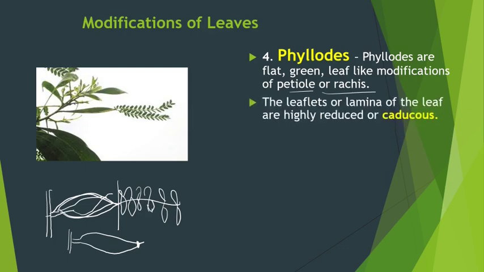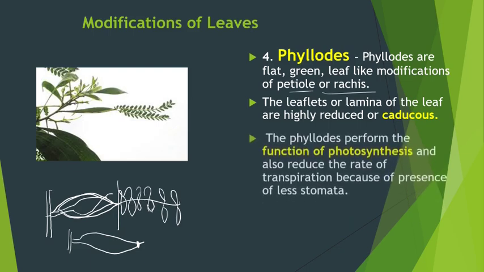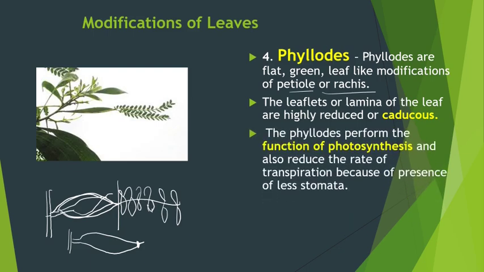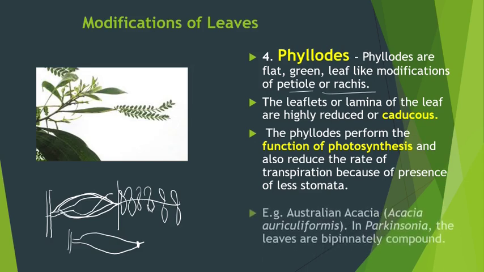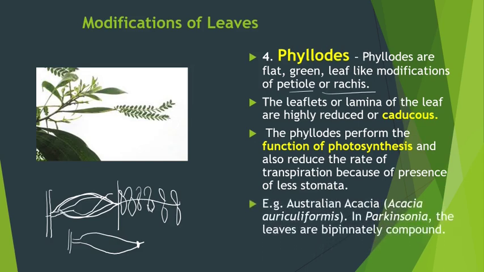Leaflets or lamina of the leaf are highly reduced, or caducous. Caducous, they fall off quickly. And the phyllodes, of course, perform the function of photosynthesis. They also reduce the rate of transpiration because it is a petiole part which is expanded. So they won't have any stomata or have fewer stomata, and thus transpiration is reduced. Conservation of water occurs. It can be found in Australian acacia, also called Acacia auriculiformis.